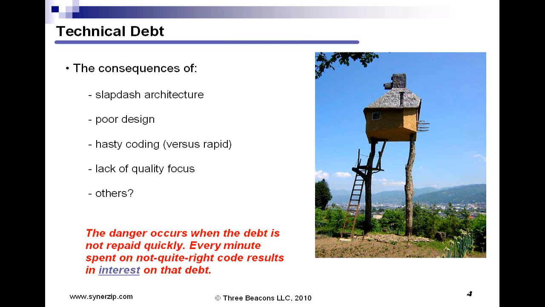Well, technical debt, the consequences of which basically come about when you use what I'll call slapdash architecture, poor design, hasty coding versus rapid. Now, I want to make a very important distinction here. There's nothing wrong with rapid coding as long as it's done in conjunction with a rigorous quality plan and using agile methods.